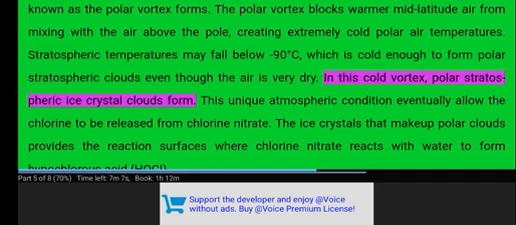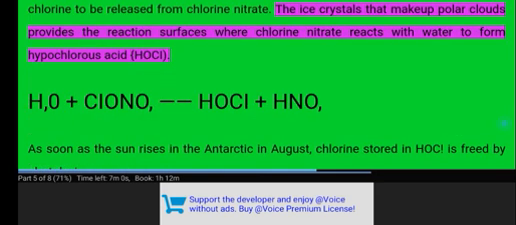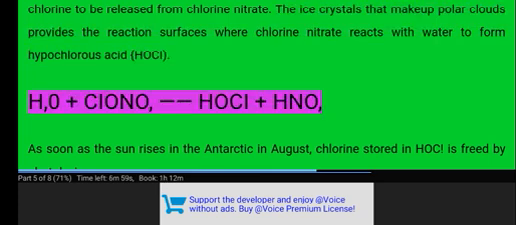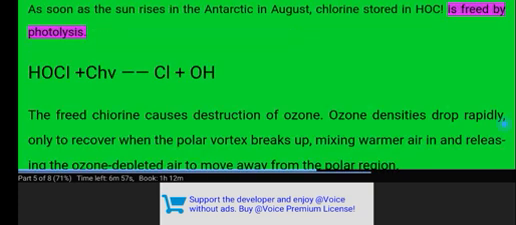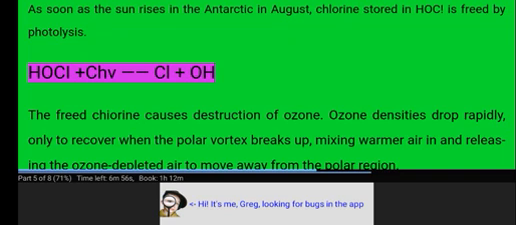In this cold vortex, polar stratospheric ice crystal clouds form. This unique atmospheric condition eventually allows the chlorine to be released from chlorine nitrate. The ice crystals that make up polar clouds provide the reaction surfaces where chlorine nitrate reacts with water to form hypochlorous acid, HOCl. H2O plus ClONO2 gives HOCl plus HNO3. As soon as the sun rises in the Antarctic in August, chlorine stored in HOCl is freed by photolysis. HOCl plus light gives Cl plus OH. The freed chlorine causes destruction of ozone.